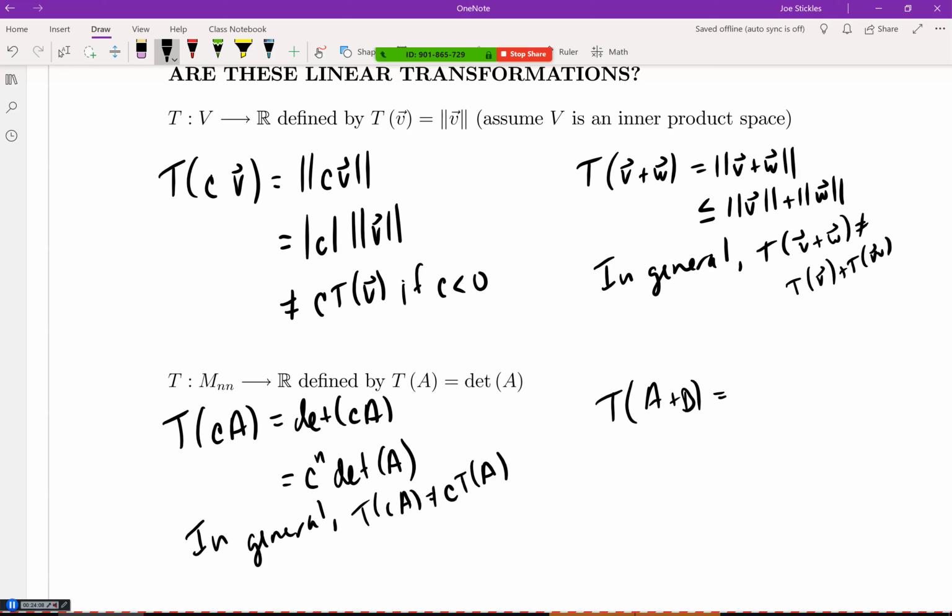And we also know that in general, we cannot break up determinants over sums. So we also get that the sum doesn't work. So this is definitely not a linear transformation. Any question about either of those two?